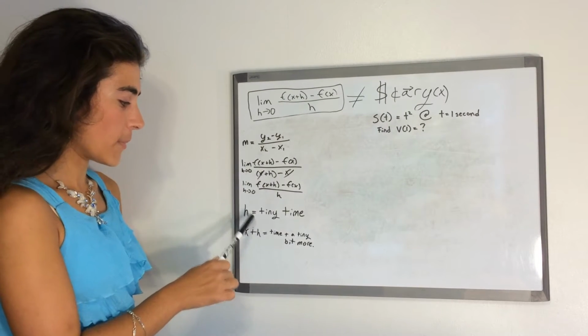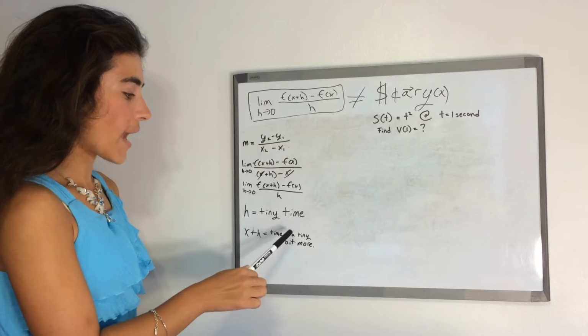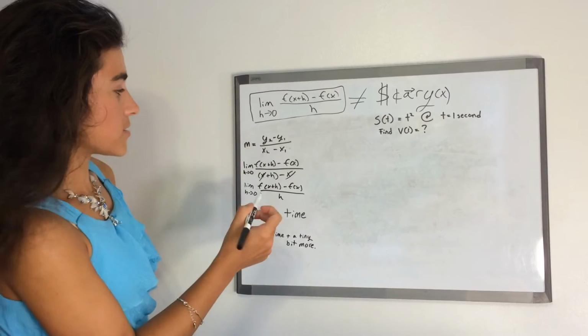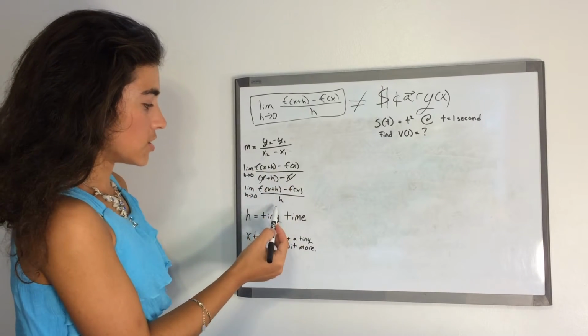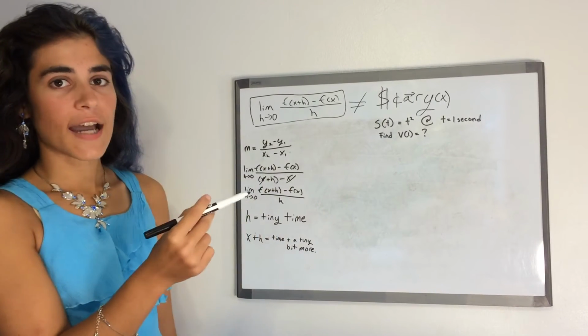just a tiny time. x plus h is a time plus a tiny bit more. That's all that x plus h is. Minus x, which is just x1, just leaves h. Why do we have a tiny time?